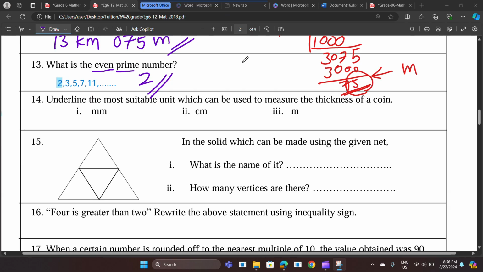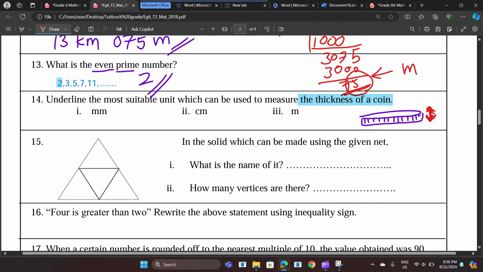Okay, 14th question. Underline the most suitable unit which can be used to measure the thickness of a coin. What is the meaning of thickness of a coin? When we take a coin, it is like this. This is a coin. So the thickness is like this. What is the most suitable unit to measure it?